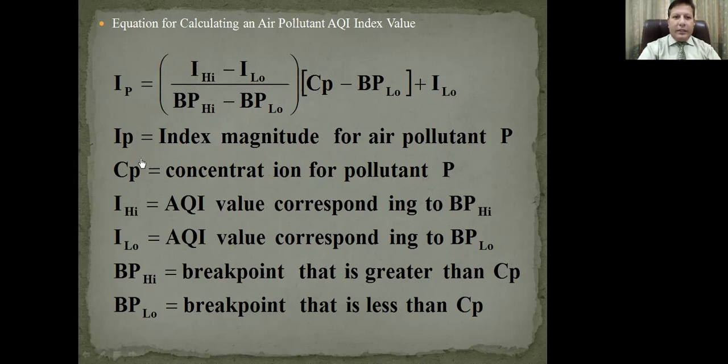So the index you will calculate it. CP, concentration for pollutant P. IHI, air quality index value corresponding to BPHI. ILO, air quality index value corresponding to BP low. BPHI is the breakpoint that is greater than CP, and BP low is the breakpoint that is less than CP. So you have to calculate.